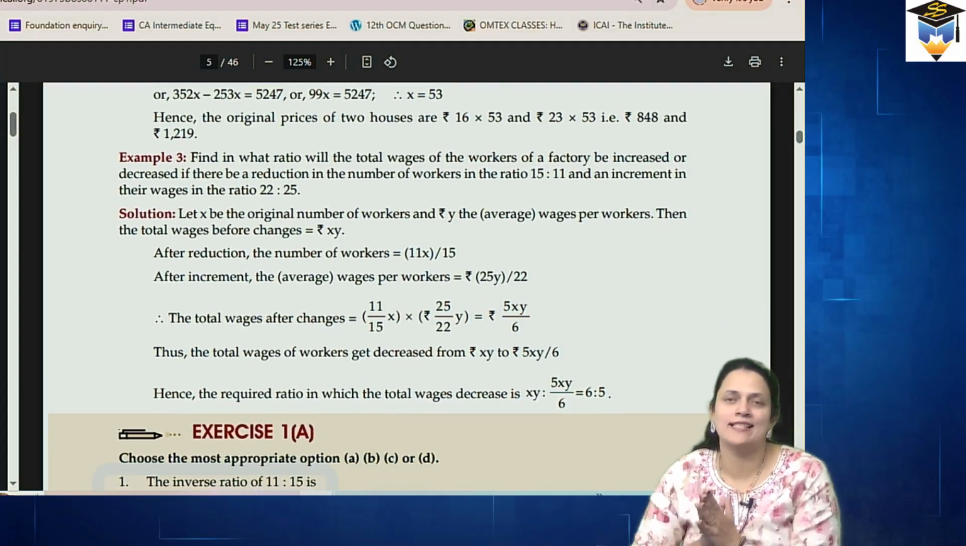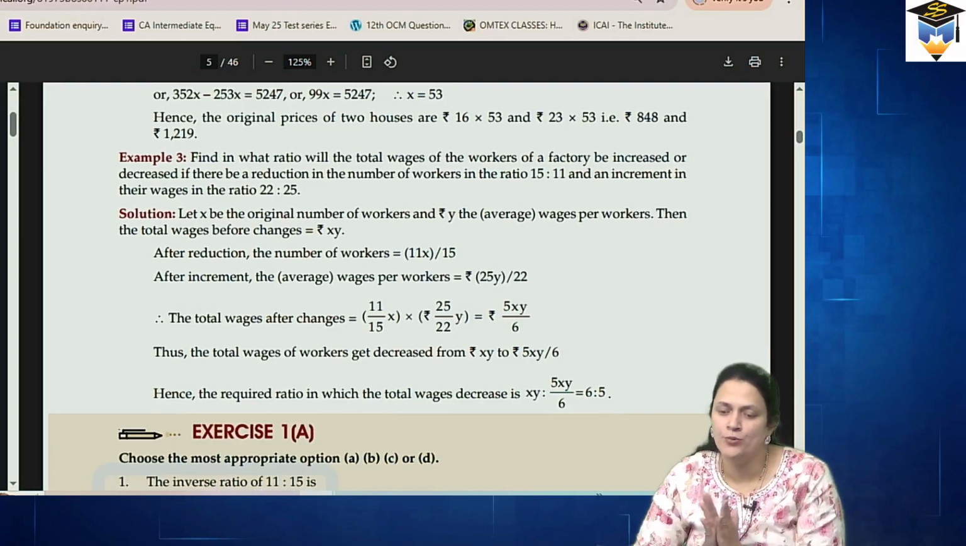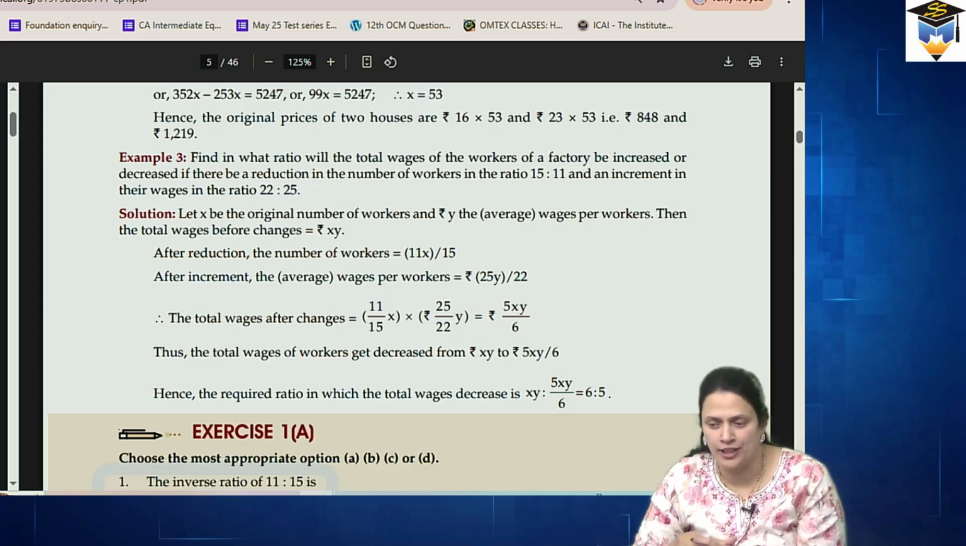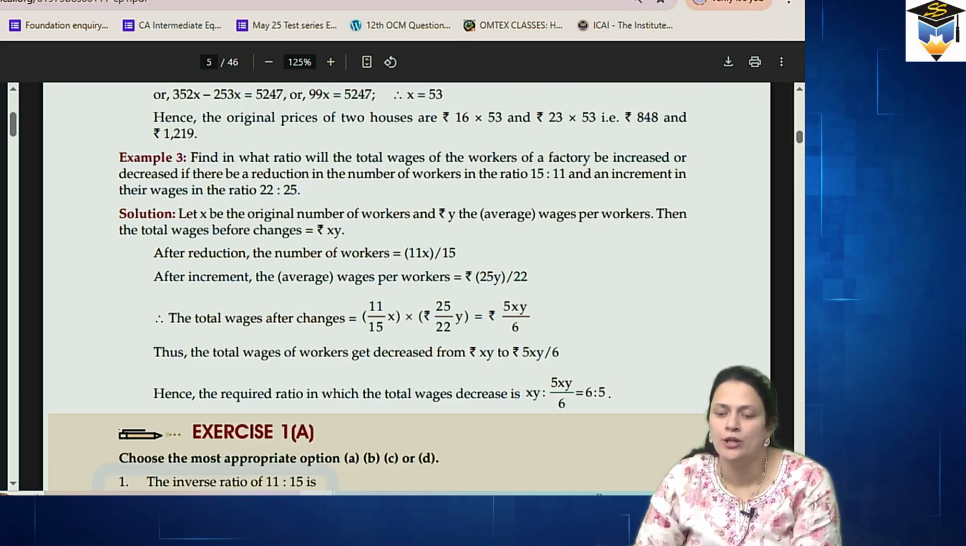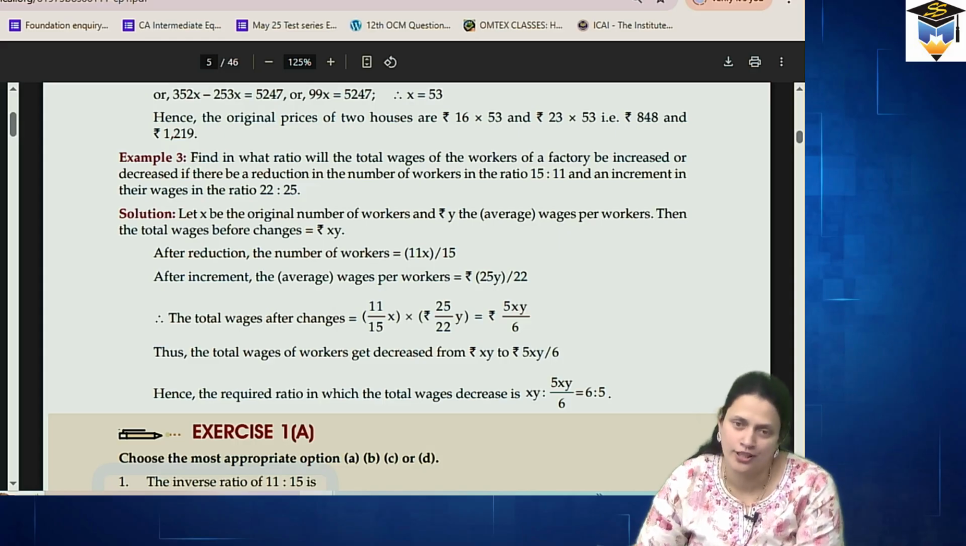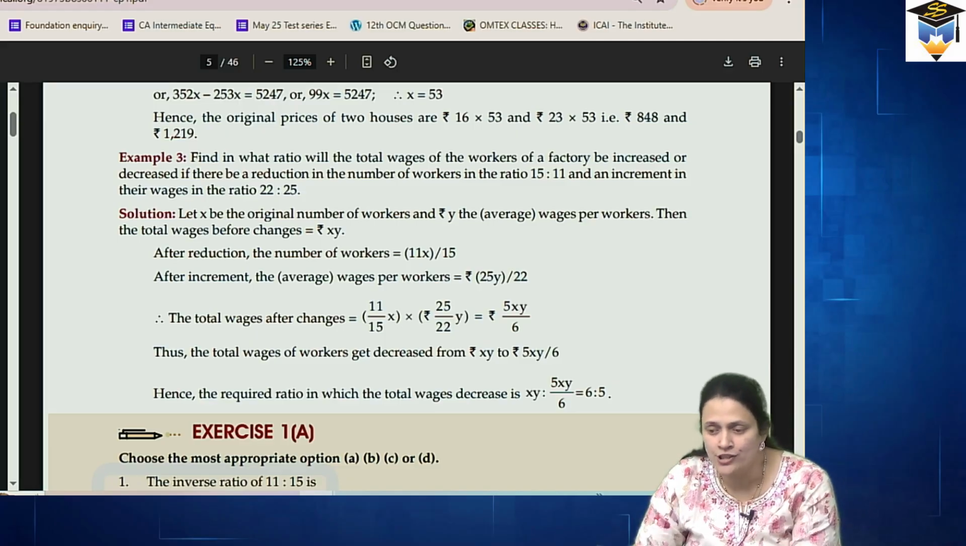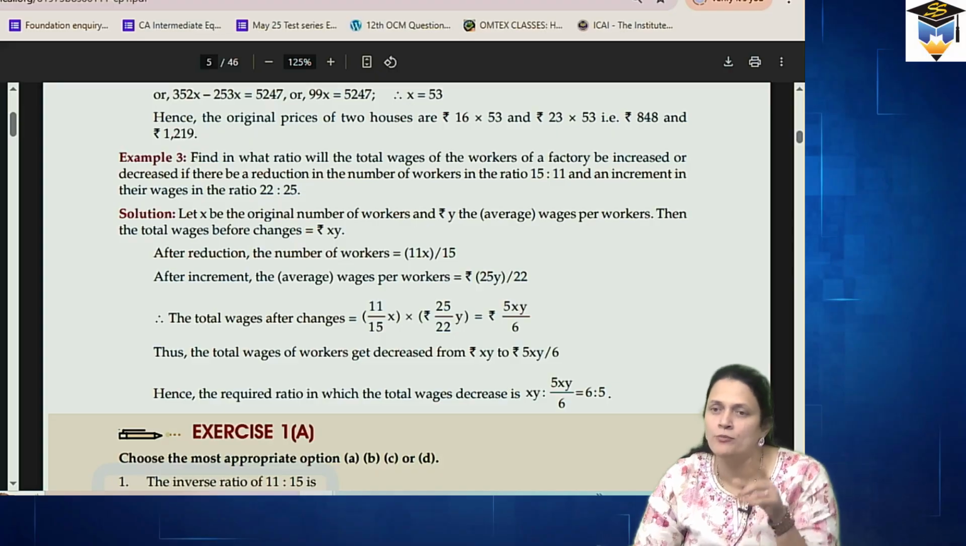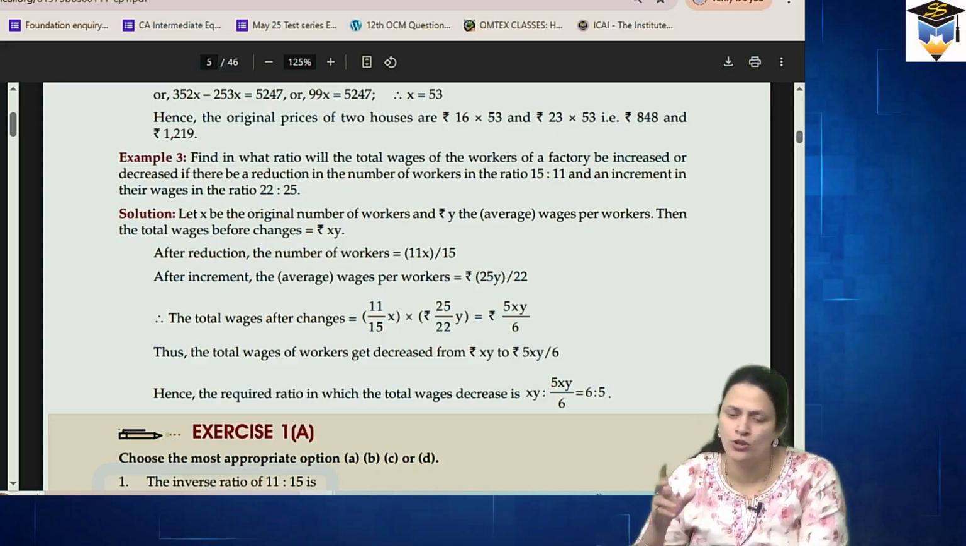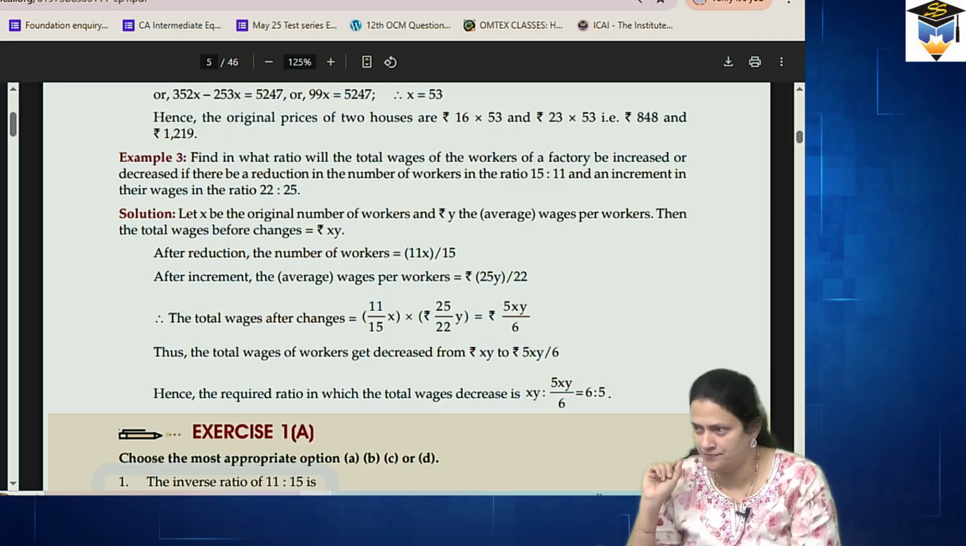So now if you see example number 3, find in what ratio will the total wages of the workers of a factory be increased or decreased if there be a reduction in the number of workers in the ratio 15:11 and an increment in their wages in the ratio 22:25. Okay, so if X is the original number of workers and Y are the wages per worker, so number of workers into wages will give us the total wages, so that is X into Y.